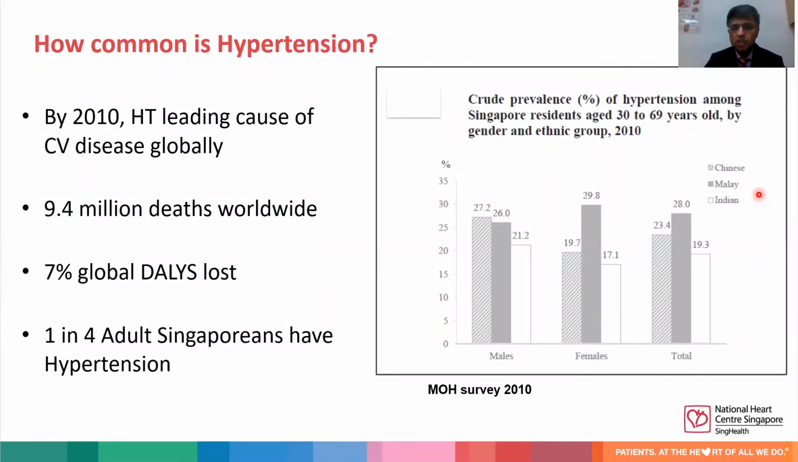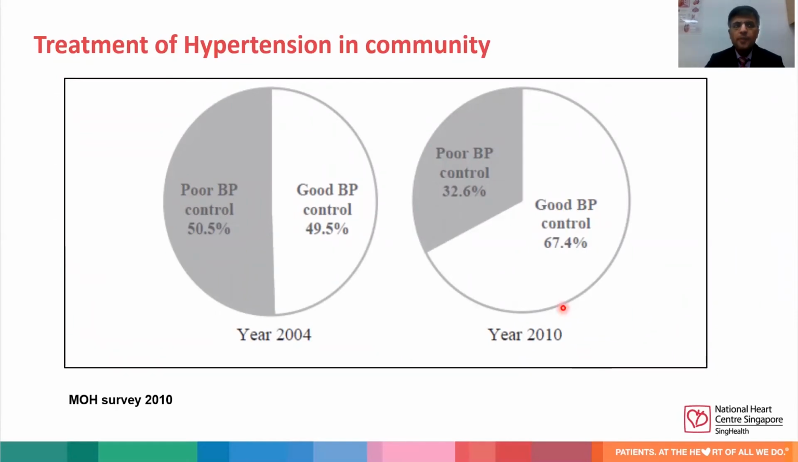How common is hypertension? By 2010, it was one of the leading causes of cardiovascular disease globally, and 9.4 million deaths had occurred worldwide. From the data provided by the MOH survey in 2010, at least 1 in 4 adult Singaporeans have hypertension. In terms of treatment of hypertension in our community, the treatment has become more effective over the years. The percentage of hypertensives with good blood pressure control has, of course, improved over the years.